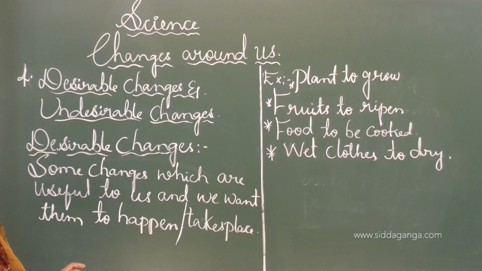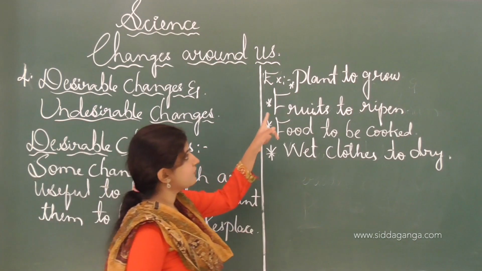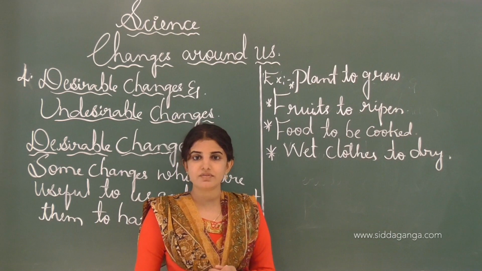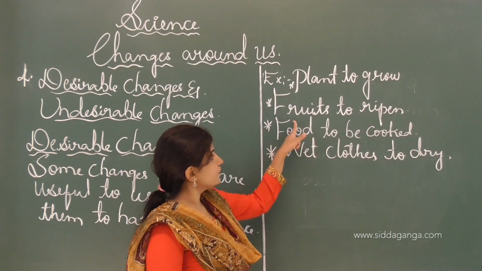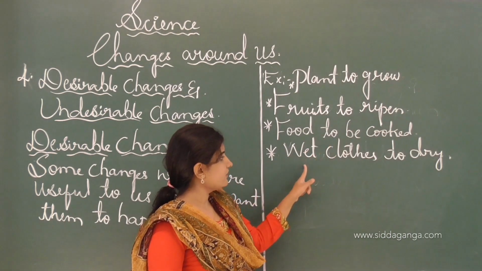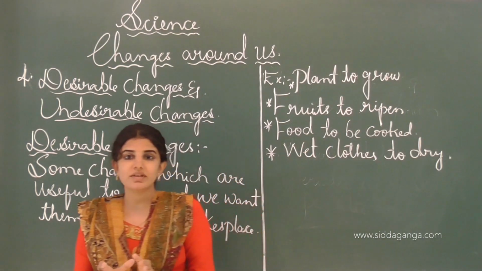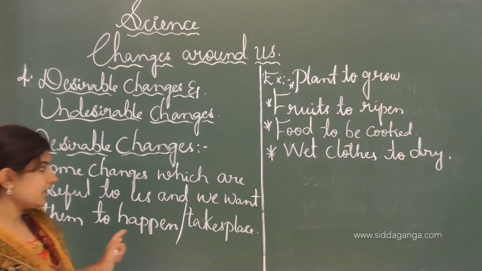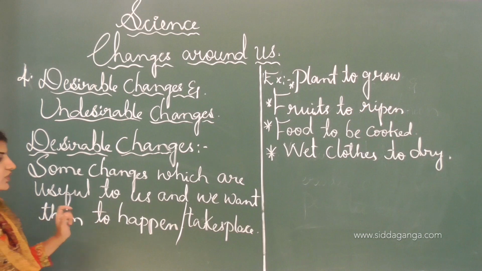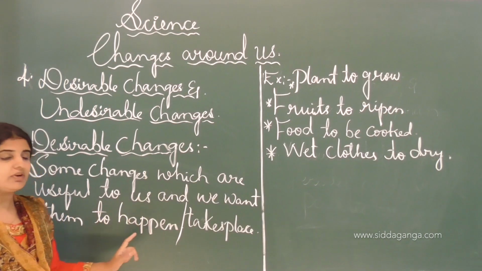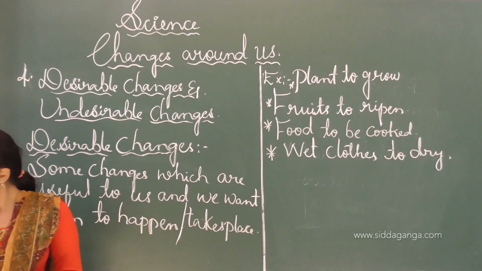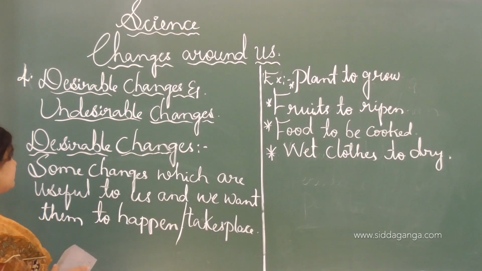Examples of desirable changes are plants to grow. See, we want the plants to grow, and this is one example of a desirable change. And fruits to ripen, food to be cooked, and wet clothes to dry up. These are a few examples of desirable change. See, once again, some changes which are useful to us and which we want to happen or take place, we call a desirable change. See, next one is the undesirable changes.